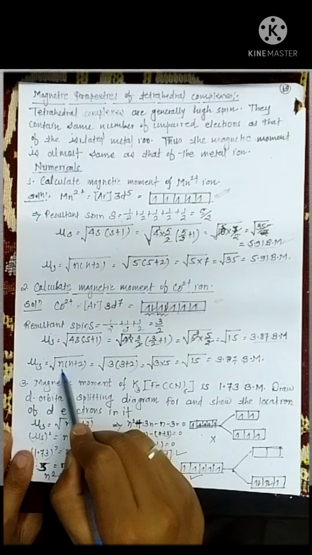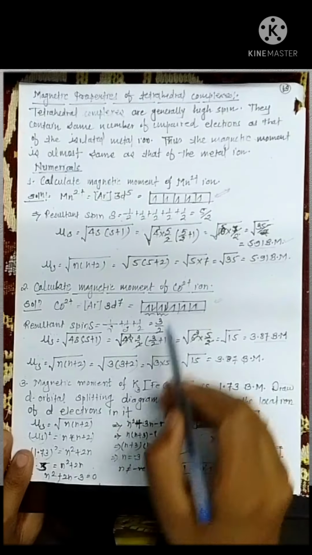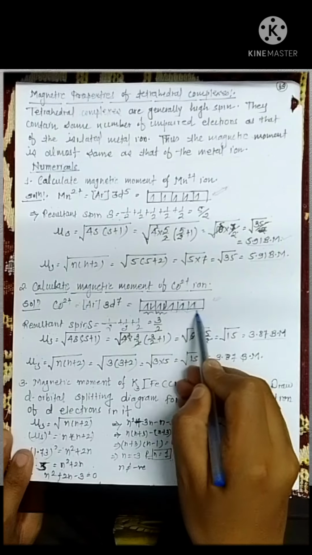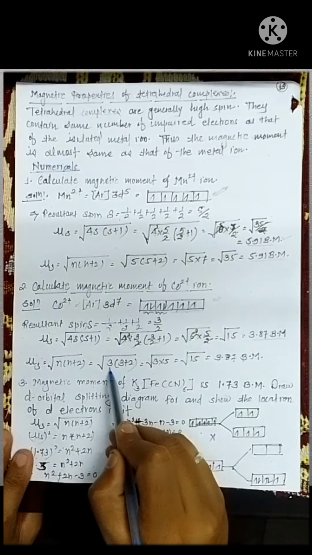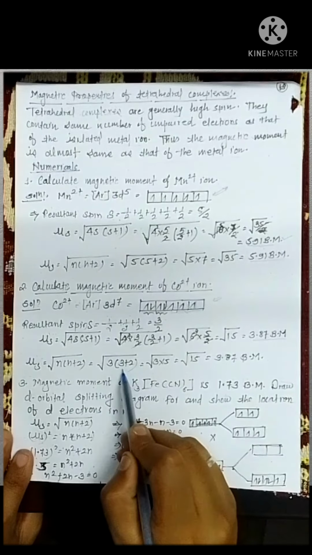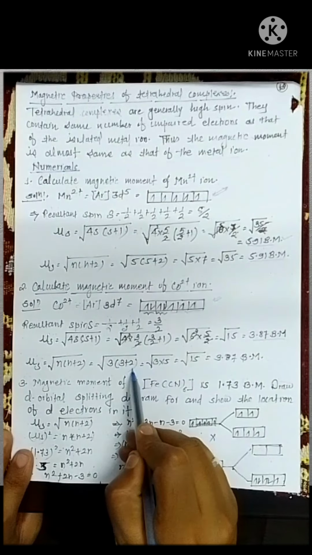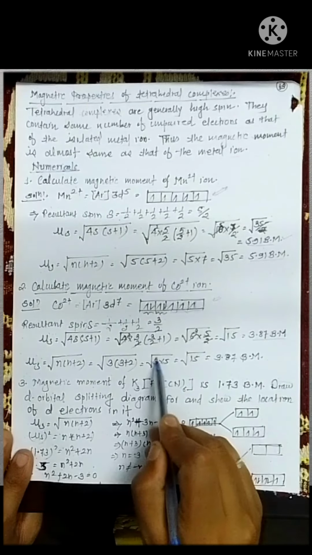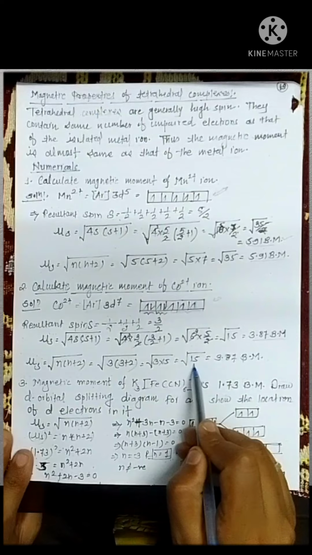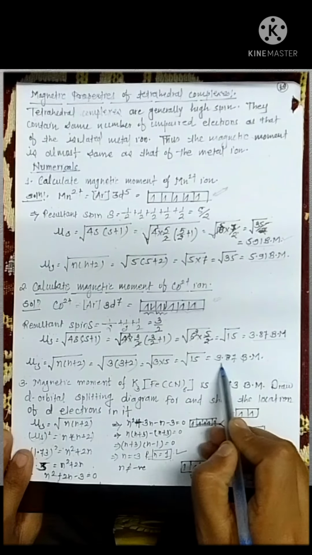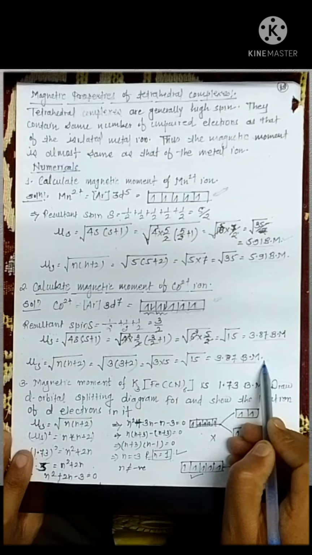So n is basically the number of unpaired electrons. So here the number of unpaired electrons is 3, that's why the n value is 3. So it is under root of 3 into bracket 3 plus 2. So basically under root of 3 multiplied by 5, that is under root of 15. It comes as 3.87 Bohr magneton.